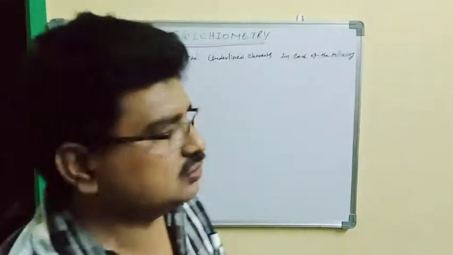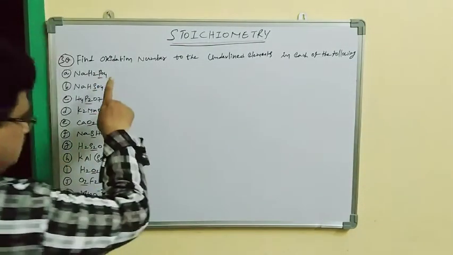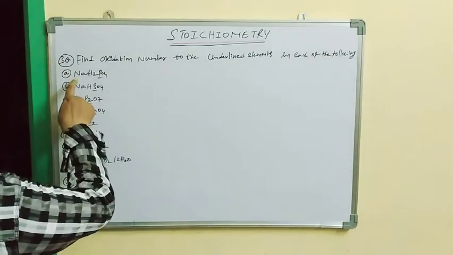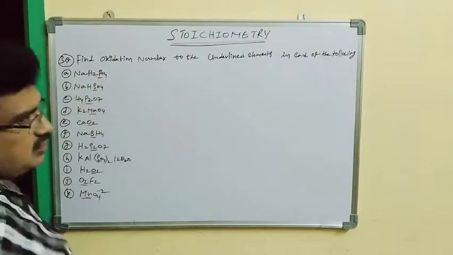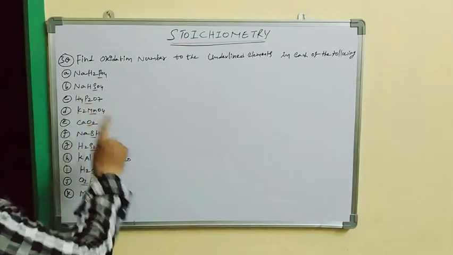Hi students, today we are finding the oxidation number of the underlying elements in each of the following compounds. Sodium hydrogen phosphate is given, so the underlying element is phosphorus. Sodium hydrogen sulfate, the underlying element is sulfur. H4P2O7, the underlying element is phosphorus. Potassium permanganate, KMnO4, the underlying element is manganese. Calcium oxide, the underlying element is oxygen. Sodium borohydride, the underlying element is boron.